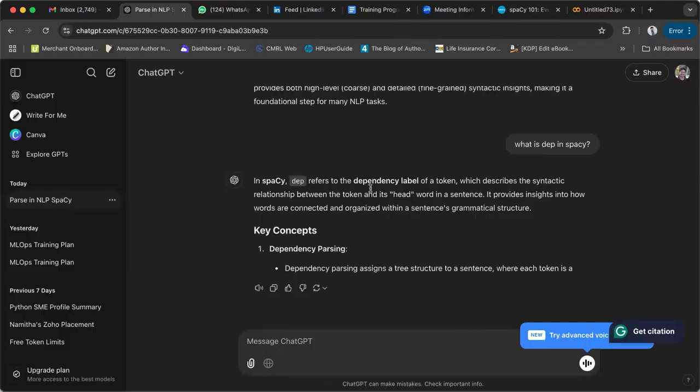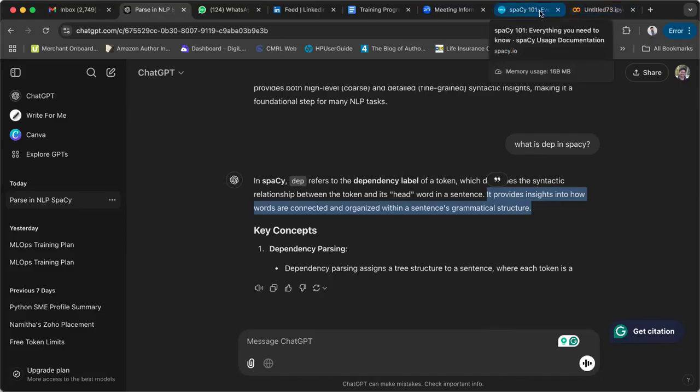So DEP refers to the dependency label of a token, which describes the syntactic relationship between the token and its head word in a sentence. It provides insights into how words are connected and organized within a sentence's grammatical structure. So again, it is dependency parsing, right?